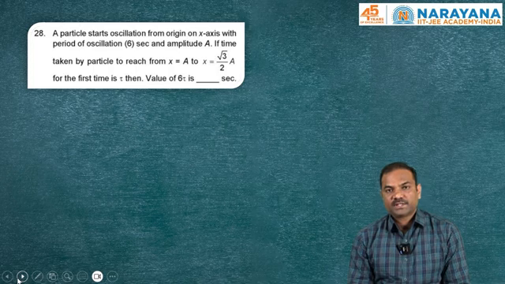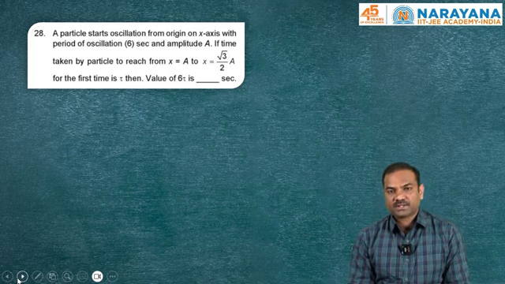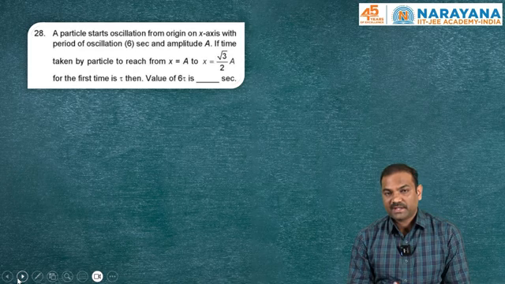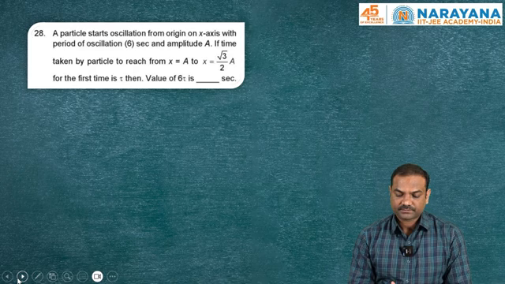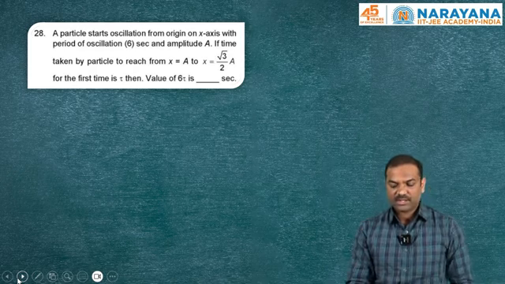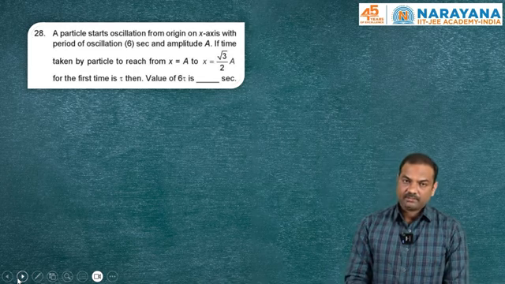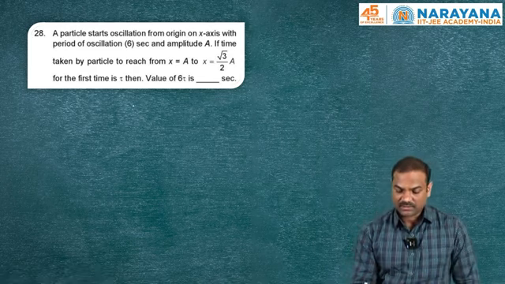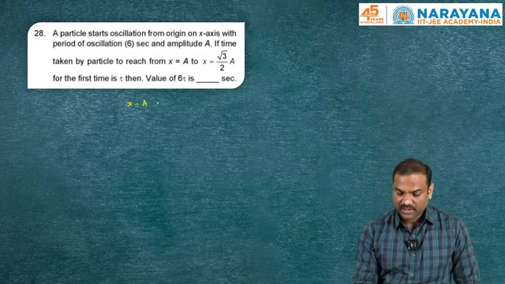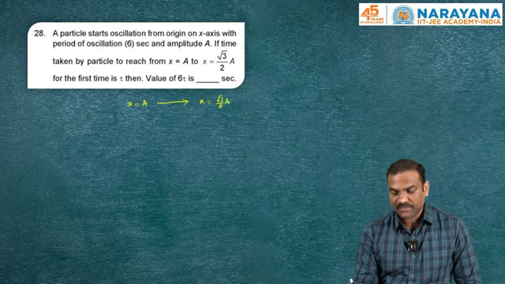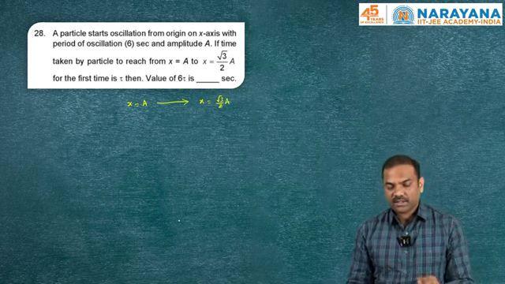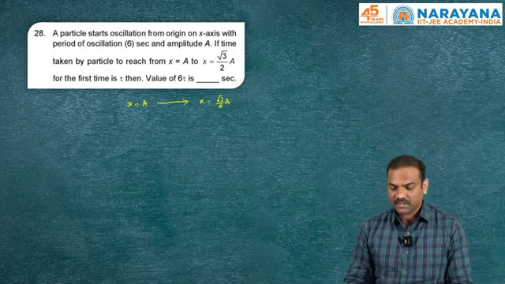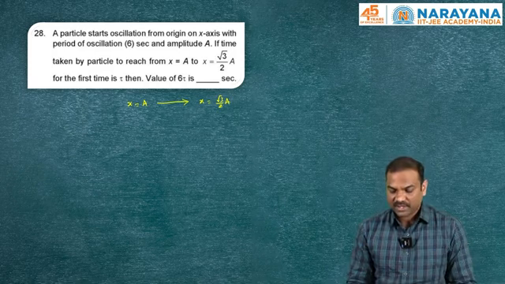So the next question is related to simple harmonic motion. They have given different x values, and they are asking for the time value. They have given the time period as 6 seconds, and they have mentioned the amplitude also. The particle is moving from x equal to a to x equal to root 3 by 2 a. They have clearly mentioned the positions of the particle, so it is not distance or displacement traveled.